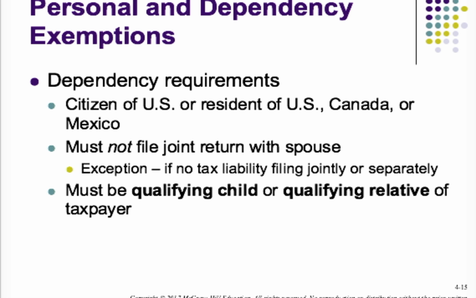In order to be considered a dependent, generally this last bullet point is what you're looking at. You either need to be a qualifying child or a qualifying relative of the taxpayer. Now, in order to be one of those two, these are some of the things that cannot be true about the qualifying child or qualifying relative. Okay, but those are not the only tests that go into that.